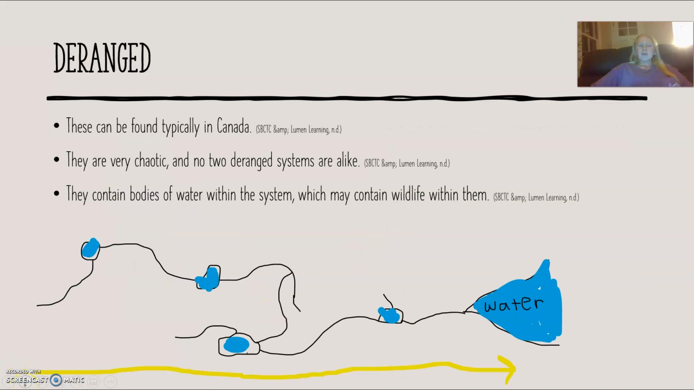Okay, so now for the deranged pattern. These are typically found in Canada. They're very chaotic and no two deranged systems are alike. They contain bodies of water within the system that may contain wildlife within them.